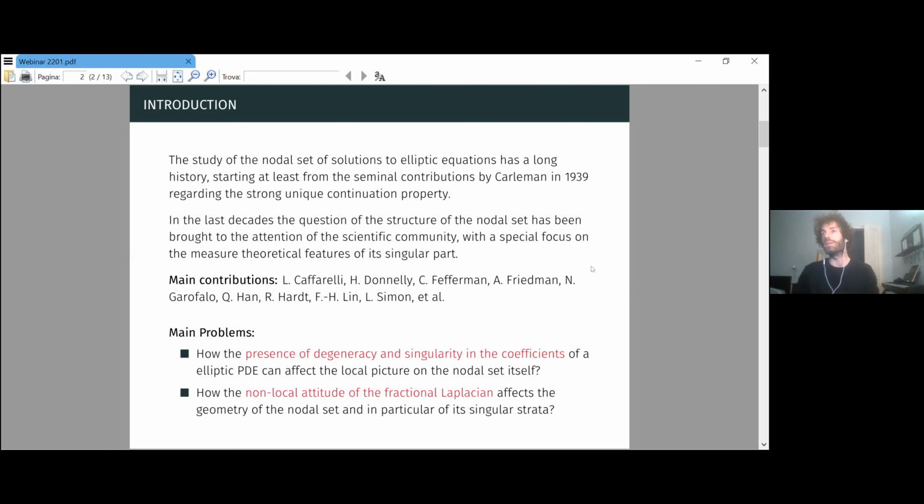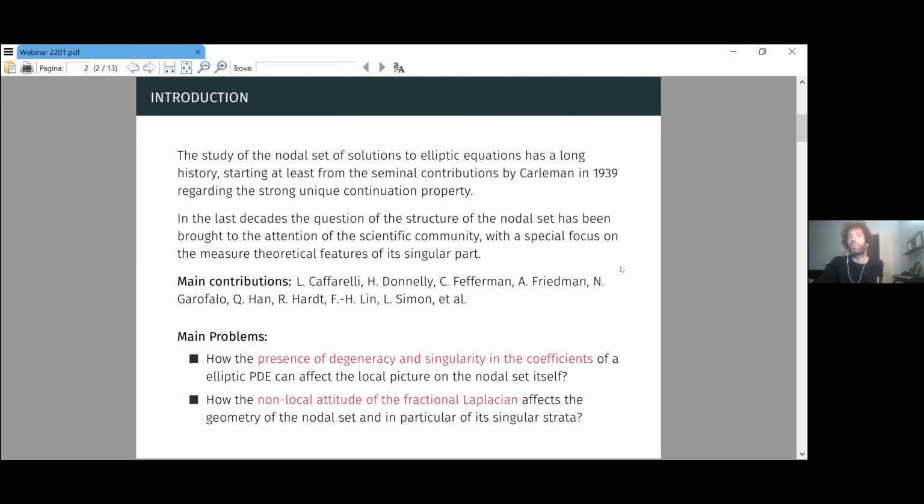The main question in this kind of problem is to understand the local behavior of the function near the nodal set, and to understand the structure of the nodal set itself, focusing the attention on the singular part, which is usually the trickier part. Usually in this kind of result, you see results about divergence form operators involving some elliptic coefficient. So we decided to try to answer these two questions.